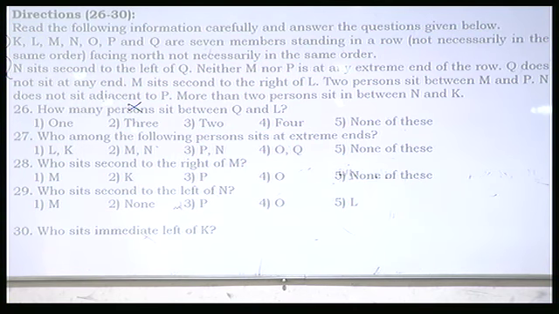K, L, M, N, O, P and Q. N sits second to the left of Q. Tell me whether N can be at the left extreme or not, starting from that place. M and P cannot be here. Q does not sit at any end. M sits second to the right of L. 2 persons in between M and P. Done? Good.